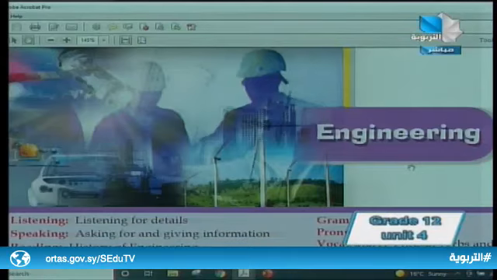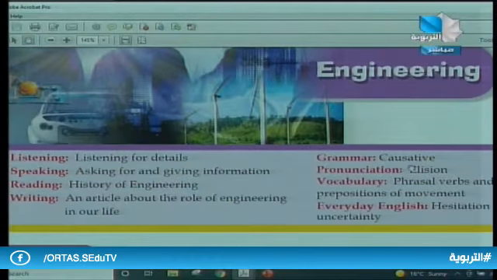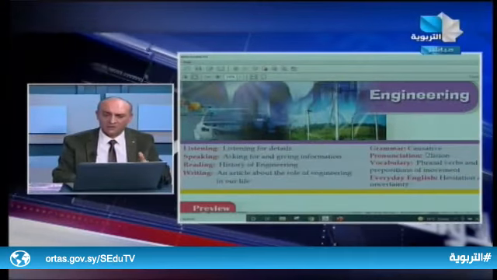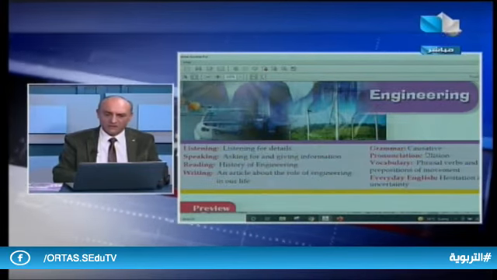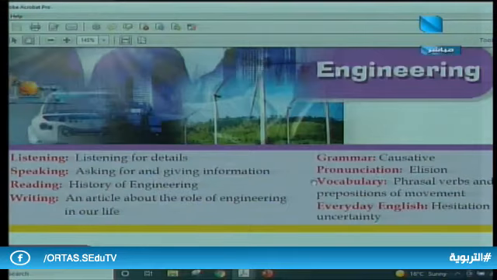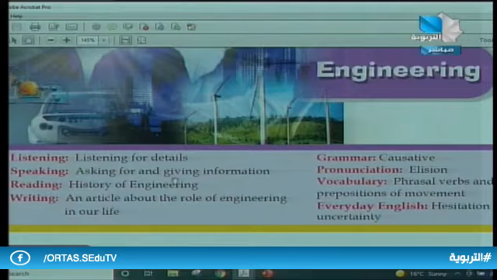As you can see, dear students, in this unit, page 39, in the scientific section, we have a book at the beginning of each unit. Let's read the book. What are the contents of Unit 4? In listening, we have listening for details. This is a skill when you listen to get some information about something, so we are going to ask you about some details.